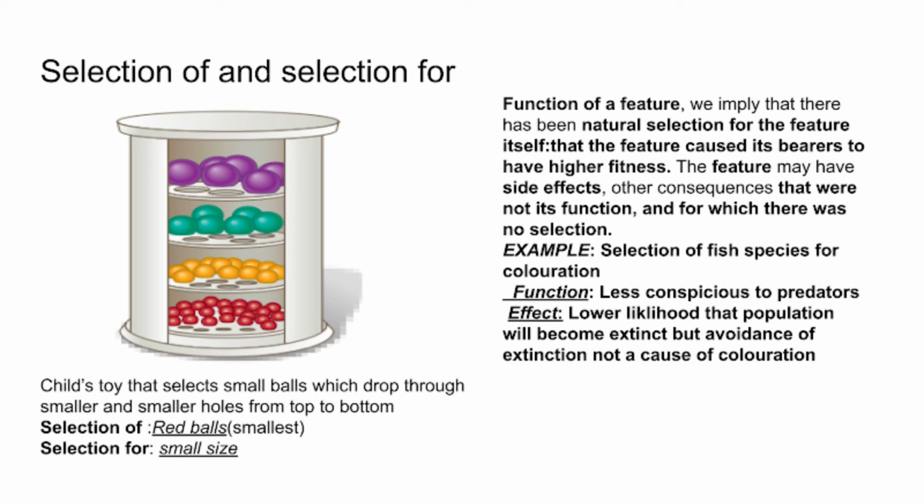But this feature can have side effects which are a consequence of the selection. For example, selection of fish species for coloration. The function of this feature is that it would lead to less predation of the fish, so the chance of extinction of this fish species would be less. But the cause of coloration is not to avoid extinction; it is just a consequence of the selection.